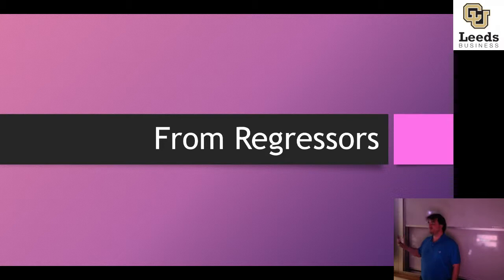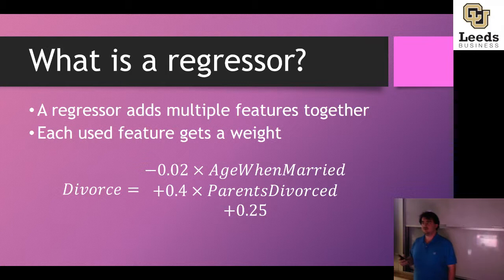Now I'm going to talk about regressors a little bit, simply because I can't avoid it any longer. A regressor is something that, instead of predicting a category, will predict a continuous value. It will do this by adding multiple different features together and weighting the features based on how much they contribute. So you can think of the probability that a couple is going to get divorced is equal to minus 0.02 times their age when they got married, plus 0.4 times if their parents were divorced.